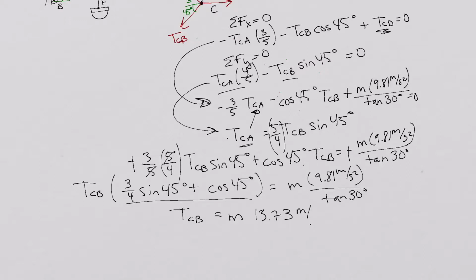And that's still meters per second squared for the units. So we get TCB in terms of M. Now we can go back and figure out what TCA is. I'm just going to put a circle around this one.